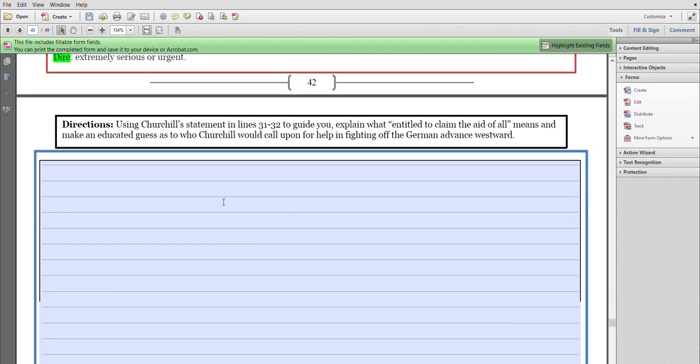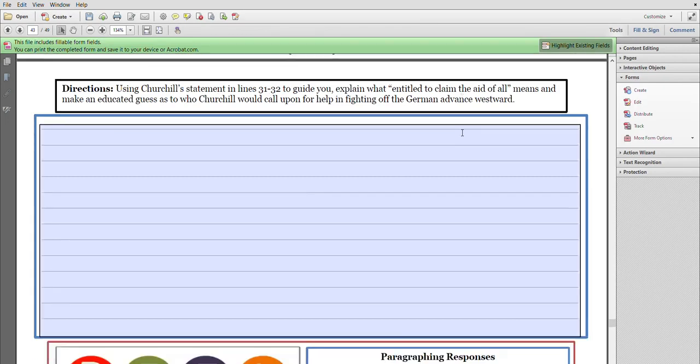What is the consequence, and do you feel Churchill does a good job of explaining how dire their situation is? On page 43, using Churchill's statement in lines 31 through 32 to guide you, explain what "entitled to claim the aid of all" means, and make an educated guess as to who Churchill would call upon for help in fighting off the German advance westward.